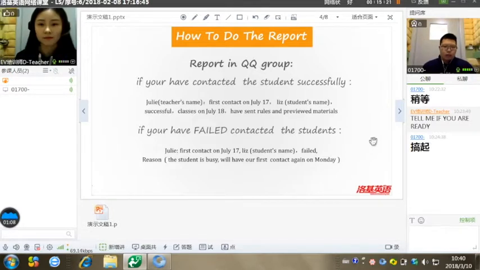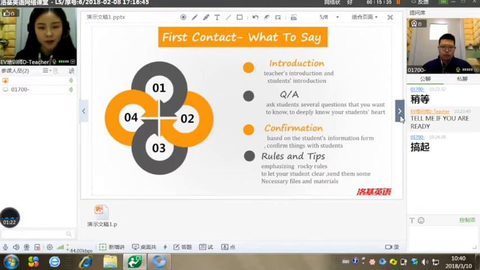Question number four. What's the main content of the first contact? What should I say to the student? Okay, what to say in the first contact? There are mainly four parts in total. The first includes the introduction, of both teacher and student. Then comes the question and answer. Usually, you can ask students some questions that you want to know to understand your student more deeply.